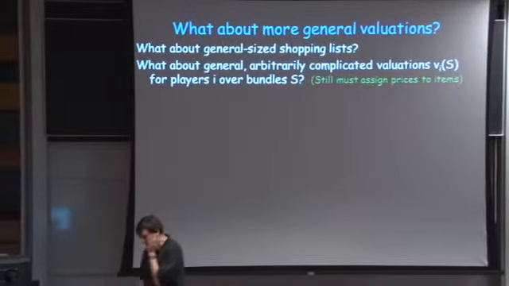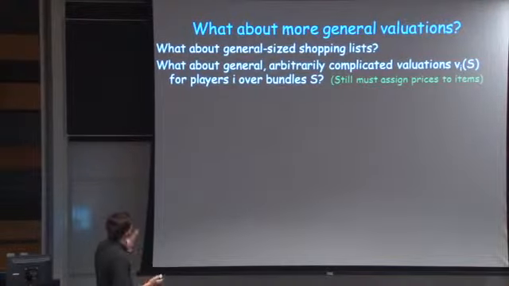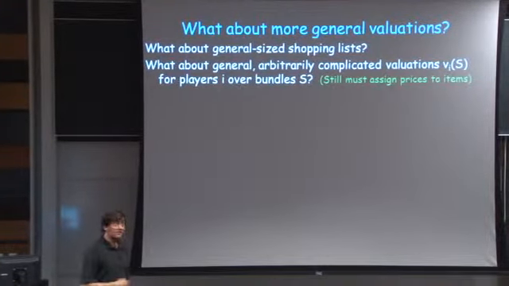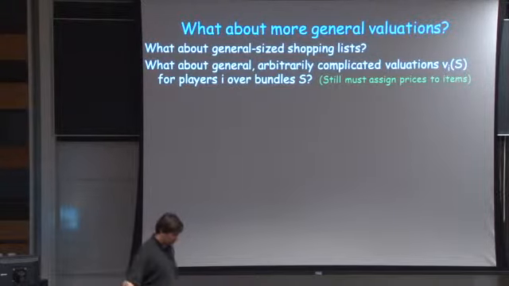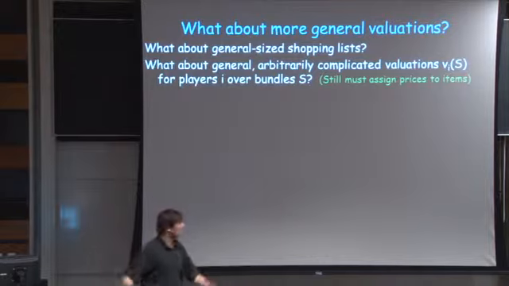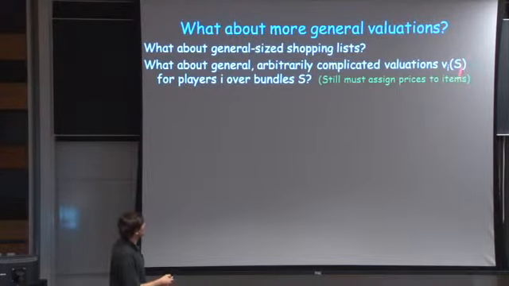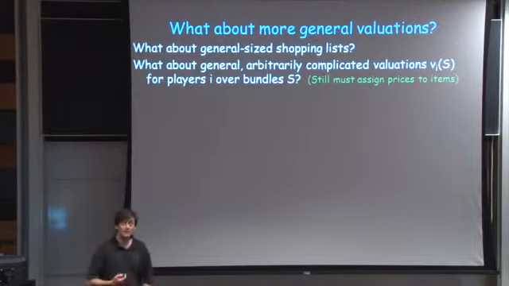Okay, this is pairs. What about more general valuations? So what if people have bigger shopping lists? Or what if they just have arbitrarily complicated valuation functions? Like, they have a valuation function in their head over all 2 to the n possible bundles of how much they're willing to pay, and they're quasi-linear. So they want to buy the bundle that maximizes their value on the bundle minus the price.